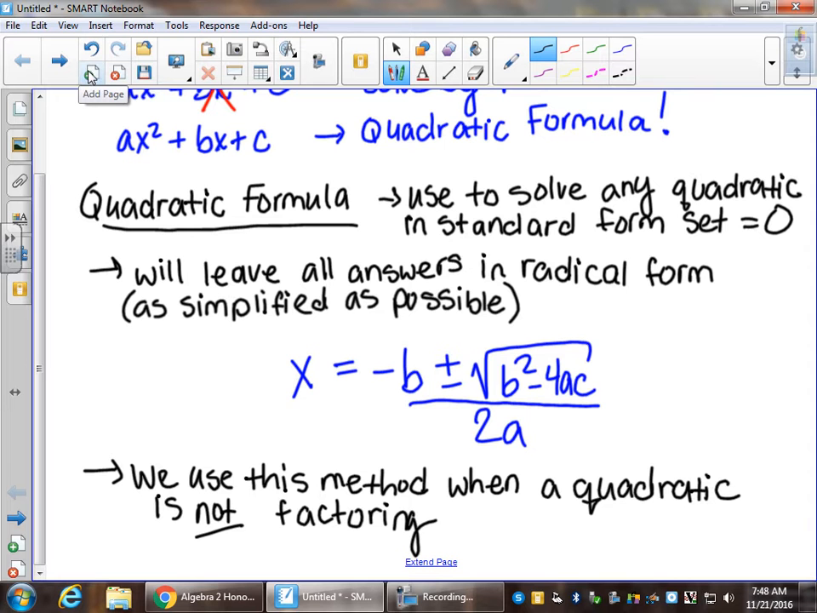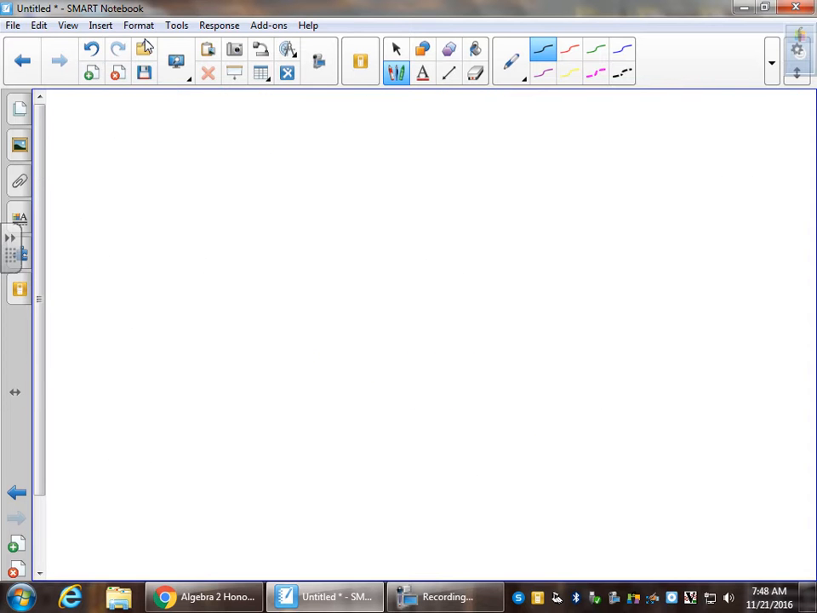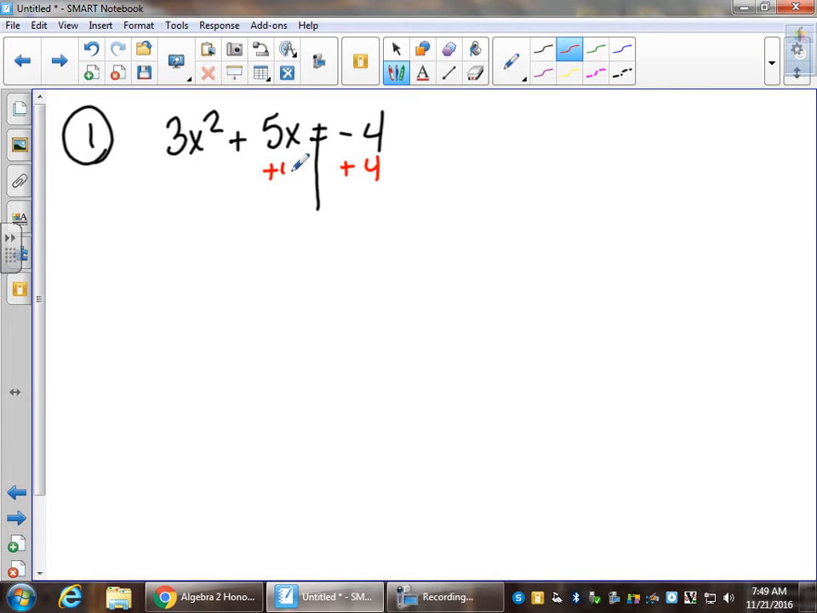The best way to get good at this and to remember how to do this is to practice. So let's start practicing. Example 1, 3x squared plus 5x equals negative 4. Remember, the first step always is to make sure that this is set equal to 0. And when I look, I ask myself, is this set equal to 0? No. And to make that happen, what do we need to pay attention to? Well, right here I see this negative 4. We need to add 4 to both sides.